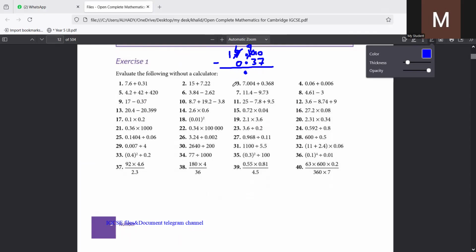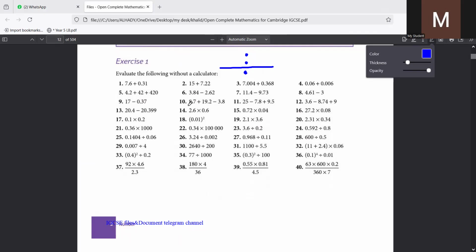So it comes normally. Don't put yourself in too much stress when you are given 3 numbers, adding or subtracting. Like number 10, you've got 3 numbers, like 8.7 plus 19.2, then minus 3.8. So this is a normal thing. Do the first 2, and then after that, jump to the third one. Okay, this is addition and subtraction. There is no order between them. The one that comes first, we do it first. Addition comes first, we do the addition first. Subtraction comes first, we do subtraction first. Like number 11 here, we subtract first, then after that we add.